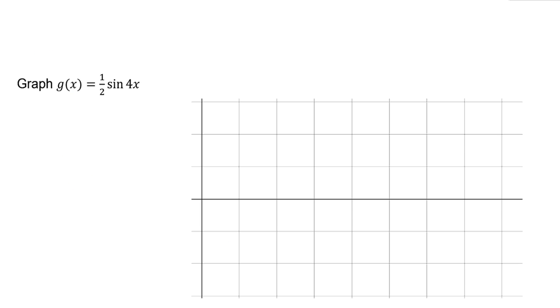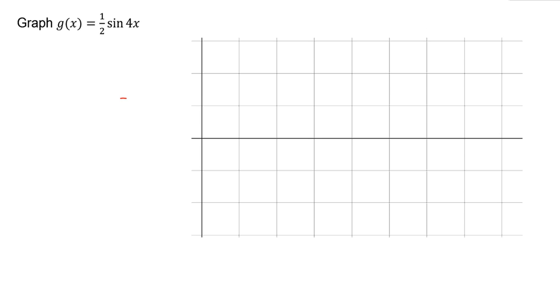Okay, let's try this one. Starting out identifying A, the amplitude is 1/2. B is a 4, which means our period is calculated by 2 pi over 4, which is pi halves. Okay, count out 1, 2, 3, 4. We're going to put pi halves there.